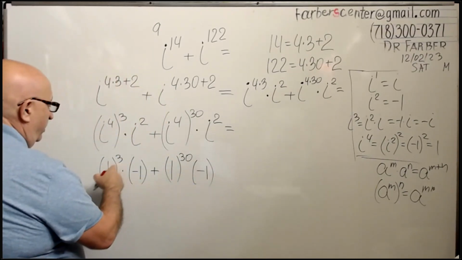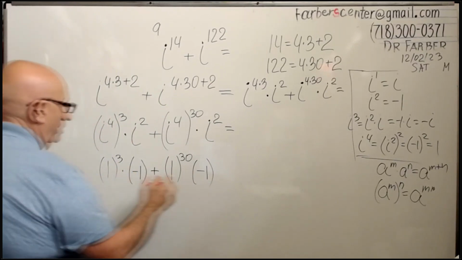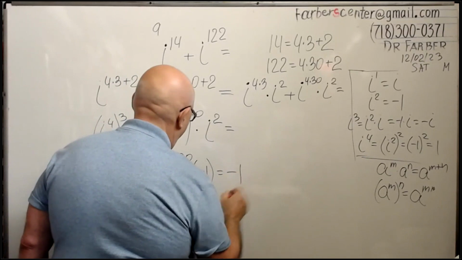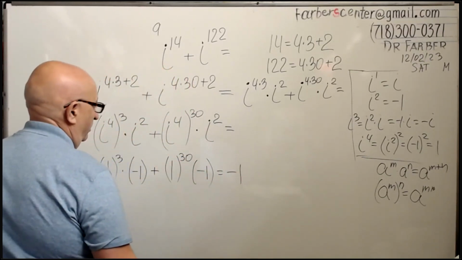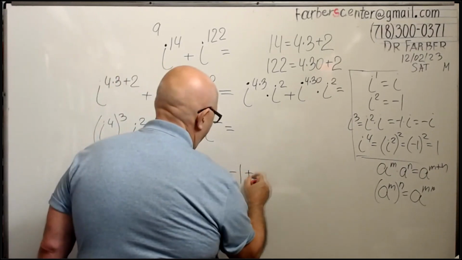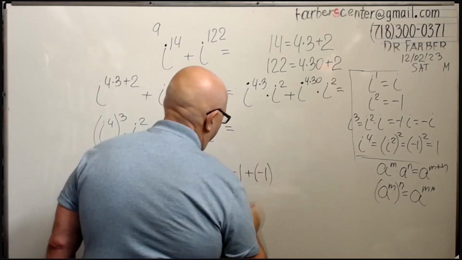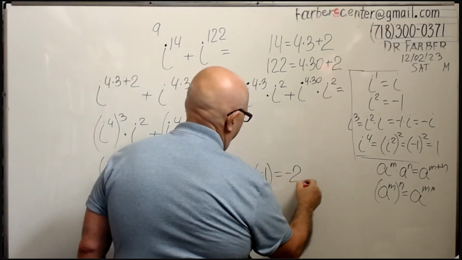1 to the power 3 is 1. 1 times negative 1 is negative 1. 1 to the power 30 is 1. 1 times negative 1 is negative 1. Negative 1 plus negative 1 equals negative 2.